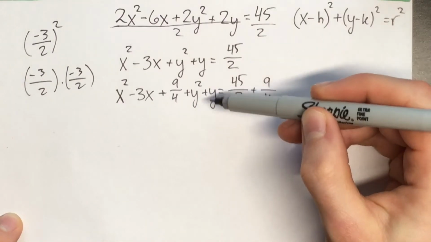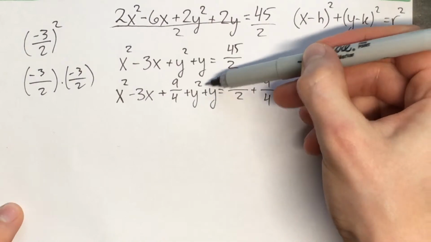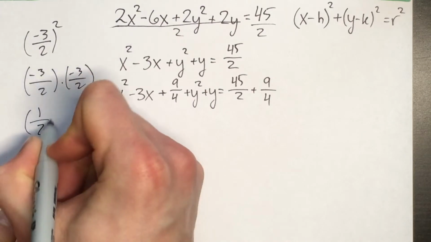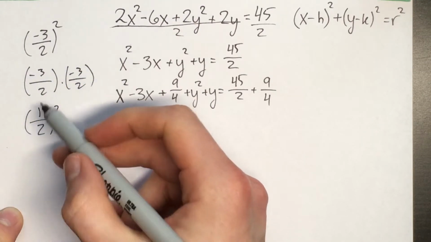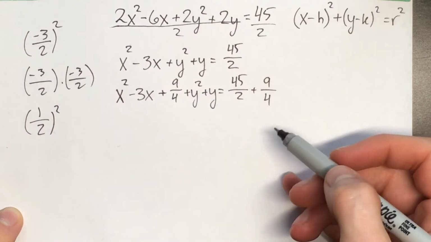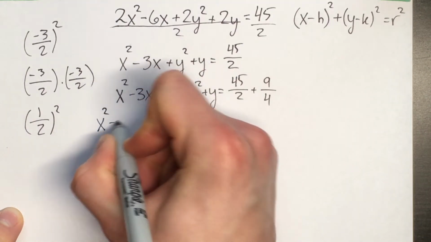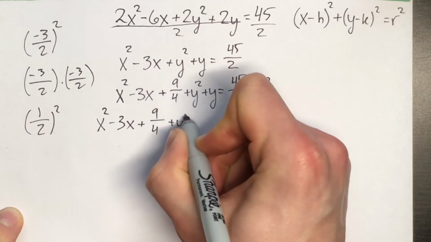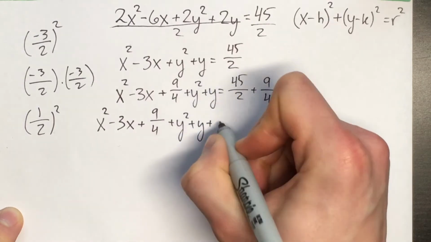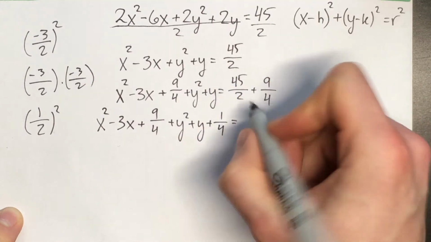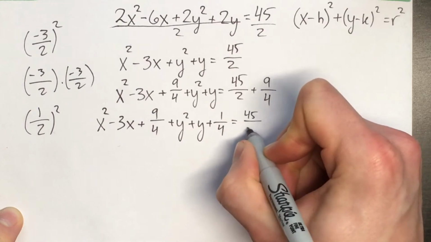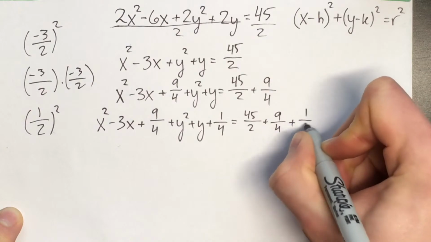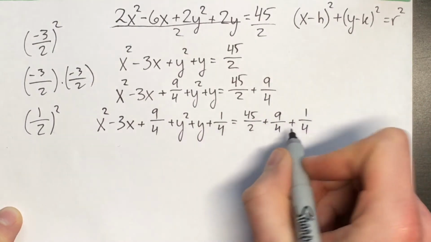Now let's do the same thing with the y's. Your b value here is just positive 1, so it'd be 1 over 2 squared, so 1 half squared. That's 1 over 2 times 1 over 2, which equals 1 over 4. So that'll be x squared minus 3x plus 9 over 4 plus y squared plus y plus 1 over 4 equals, don't forget to add it to the other side as well, 45 over 2 plus 9 over 4 plus 1 over 4 to keep the equation equal.